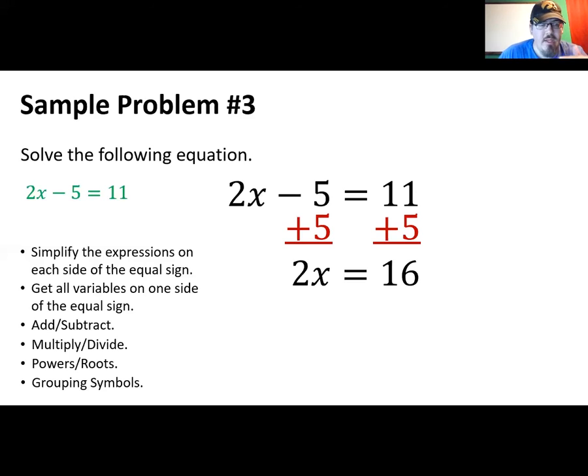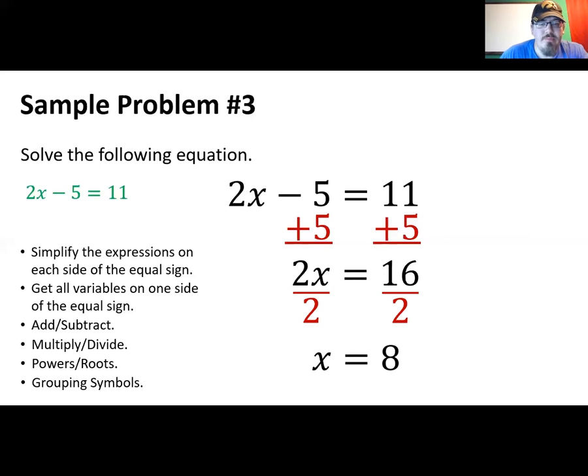So we're kind of, again, working down our list of steps here. To get rid of multiplication, we do division. So on the left-hand side, we're going to divide by 2. And on the right-hand side, we're going to do the same thing, divide by 2 as well. On the left, 2 divided by 2 is 1. 1 times x is just x. So that's the variable that we want to get isolated. 16 divided by 2 is 8.